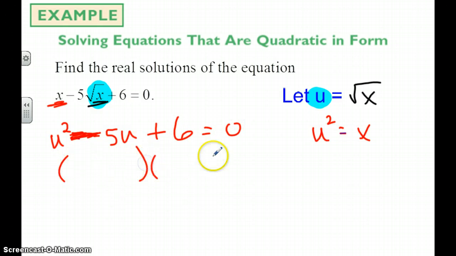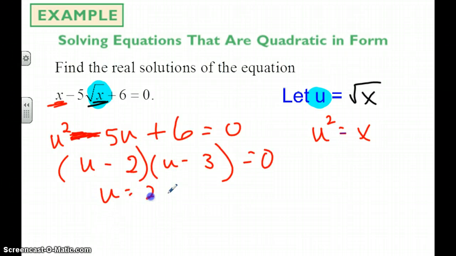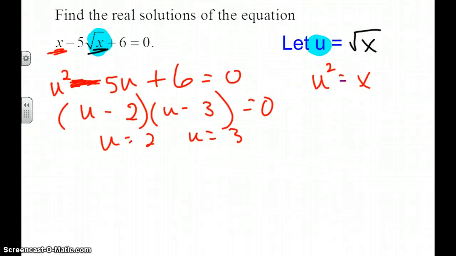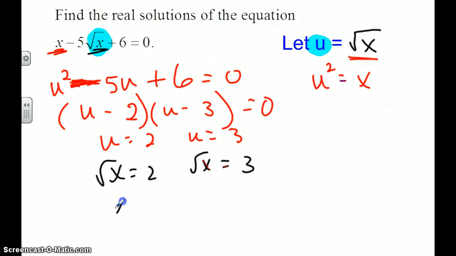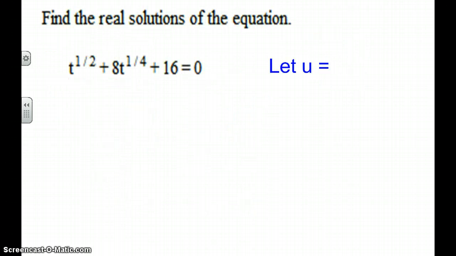So again, factoring this in terms of u, factors of 6 that add up to 5 are 2 and 3. Signs are alike. They're both negative. So u either equals 2 or u equals 3. And I'm going to go back in and use my u substitution, which really says the square root of x equals 2, or the square root of x equals 3. So squaring both sides, I get x equals 4 and x equals 9. You'll want to check for extraneous solutions here.